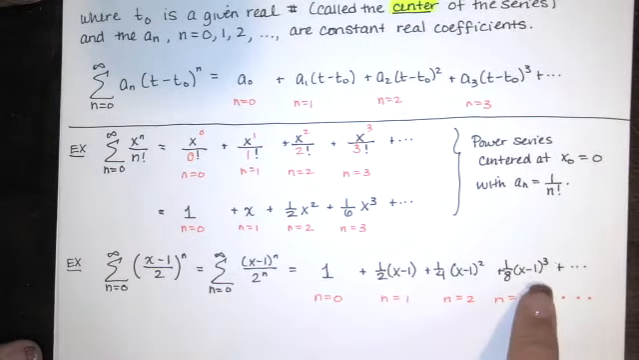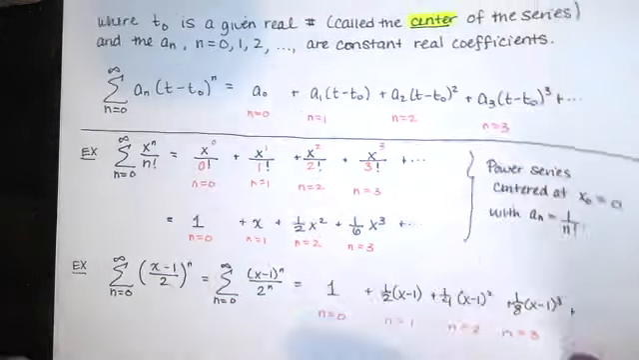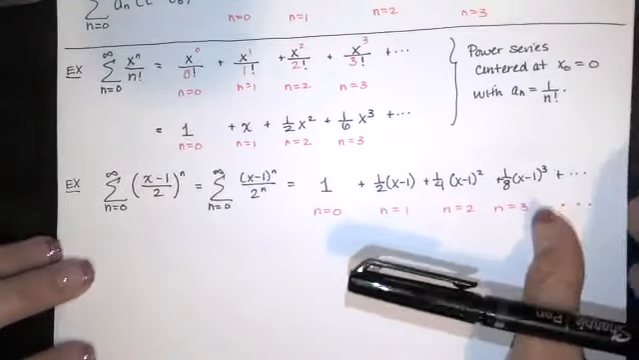Since we're subtracting 1 from all of these x's, that's our x naught. So this is a power series centered at x naught equals 1.